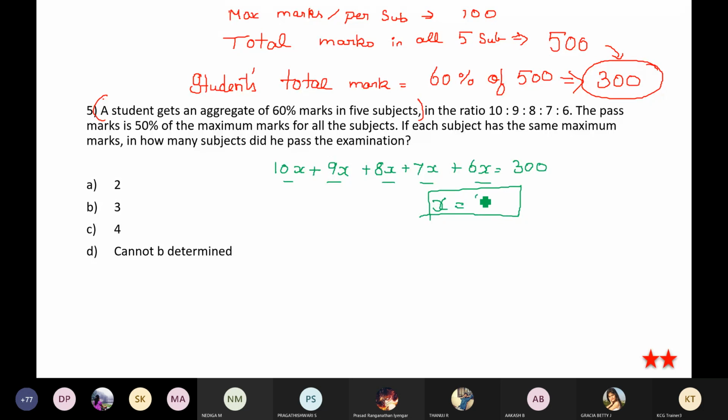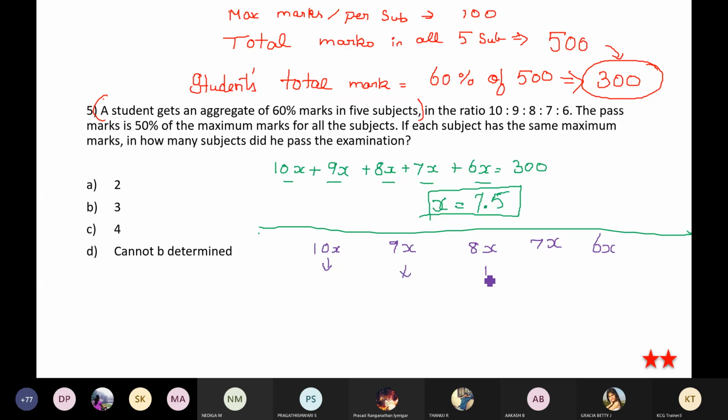Once you find out that the value of x is 7.5, then find out their individual scores in each subject. What are their scores in each subject? So 10x, 9x, 8x, 7x, 6x. Just multiply 7.5 with each and you'll get the answer. Or else, listen carefully. 10x into 7.5 is 75.